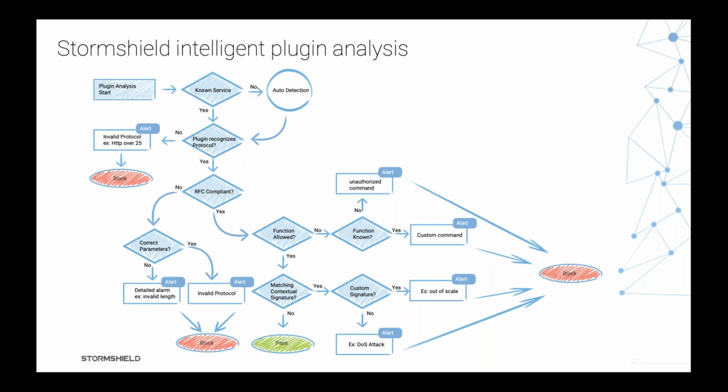If it's not matching, for example, I have defined this rule to allow SMTP traffic, but then I'm receiving HTTP traffic trying to be tunneled over port 25. This will be detected, and a specific alert will say that there is an invalid protocol over port 25, coming in as HTTP, and it will be blocked.